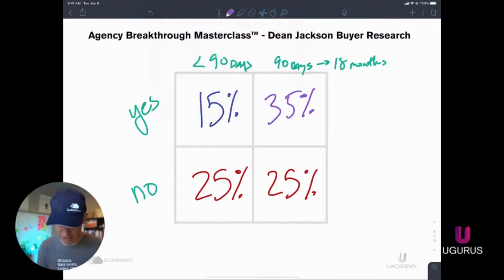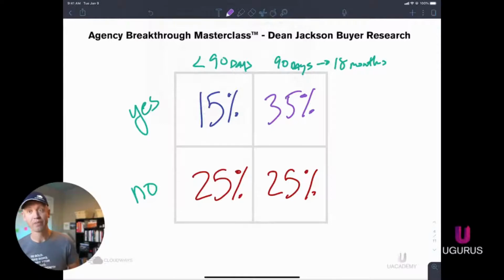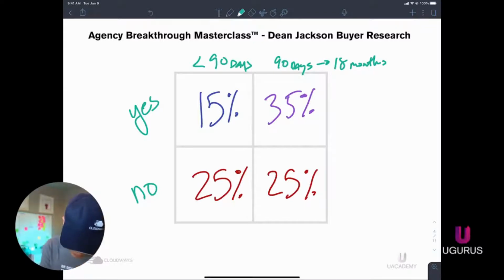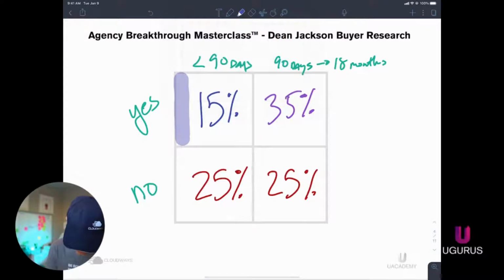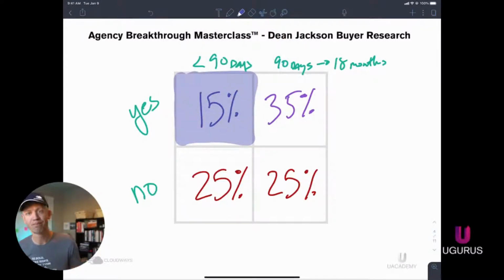35% of the people that were in the market for something said yes between 90 days and 18 months. Most agencies, most businesses, in fact, beyond agencies, are set up to only capitalize on the first group of people. You got a lead, you had a conversation, you gave them a proposal, maybe, and you tried to follow up with them. And they maybe never got back to you and they kind of went away.